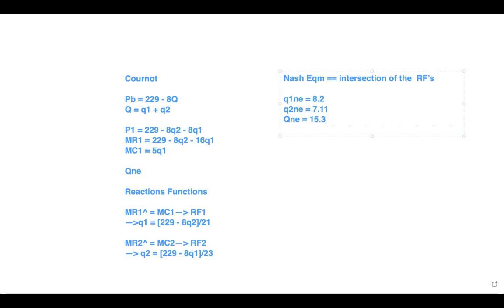15.31. Okay. And now we plug that back into the demand curve to get the price. And what did you get? 106.58. 106.58. Okay. So, and I know you all want to work on the total surplus and all that other stuff, but hold on just a minute.